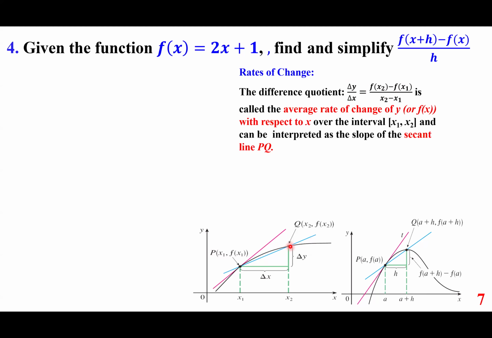So if we go with these two pairs just the way they are, P has coordinates x sub 1 and f of x sub 1, that is the y coordinate of P. Q has coordinates x sub 2 and f of x sub 2. So we can write it in this fashion, rise over run. And that is called the average rate of change of y, or f of x, with respect to x over the interval of x sub 1 to x sub 2, and can be interpreted as the slope of a secant line PQ.